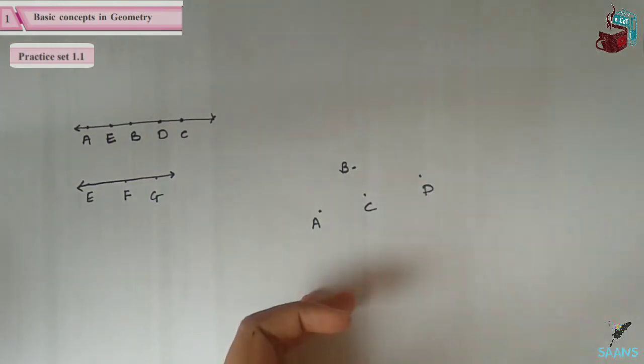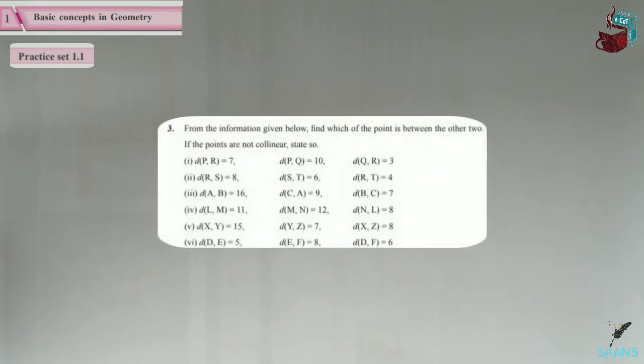Okay. We are going to solve question number 3 now of practice set 1.1. Here we go. Question is, from the information below, find which of the points is between the other two. If the points are not collinear, state so. Okay, so before we take this question, we are going to do the example sum on this. That is page number 3, solved example.